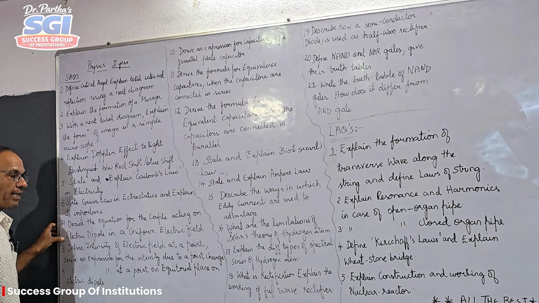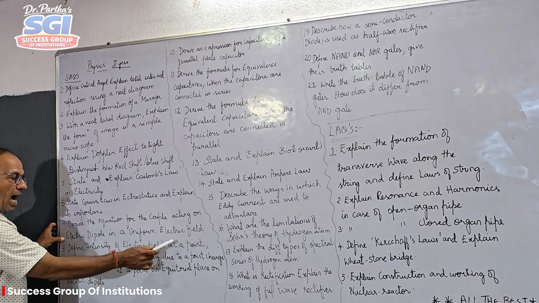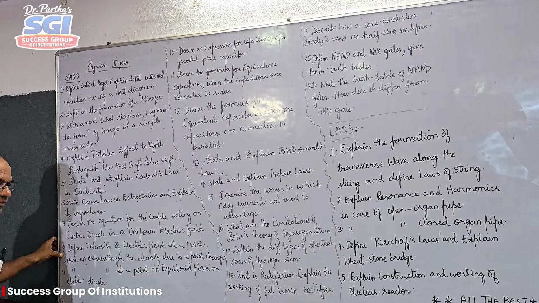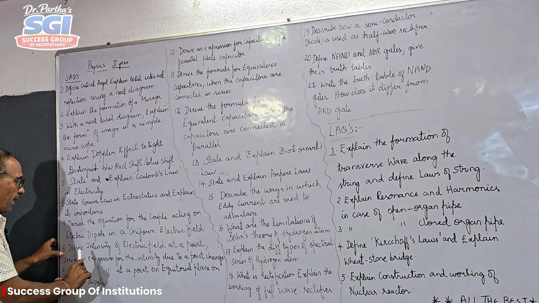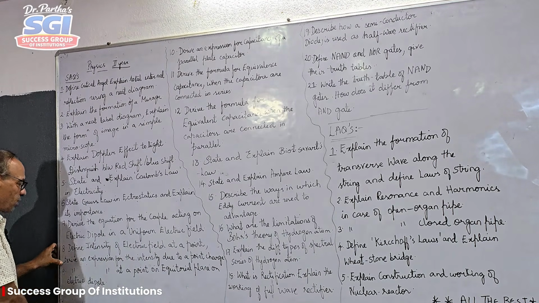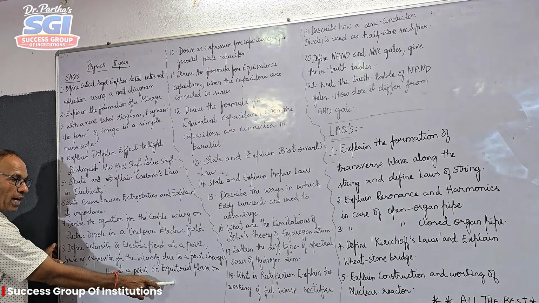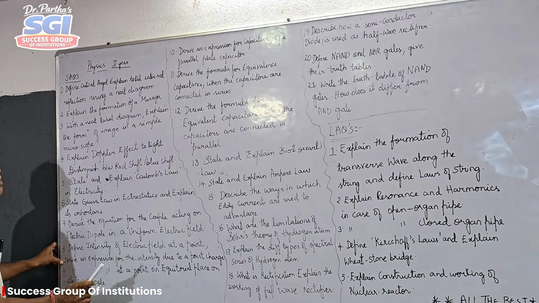Eighth question is define intensity of electric field at a point. Means due to a point charge, what is the electric field? That formula you have to derive. Next, ninth question is electric field at a point on the equatorial line and axial line, both you have to prepare.